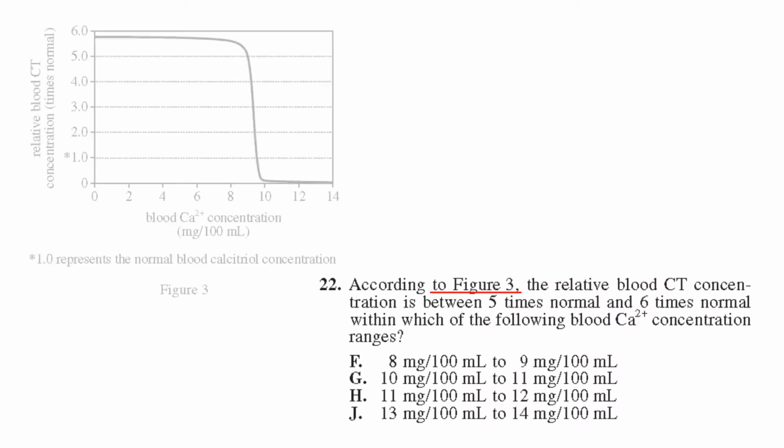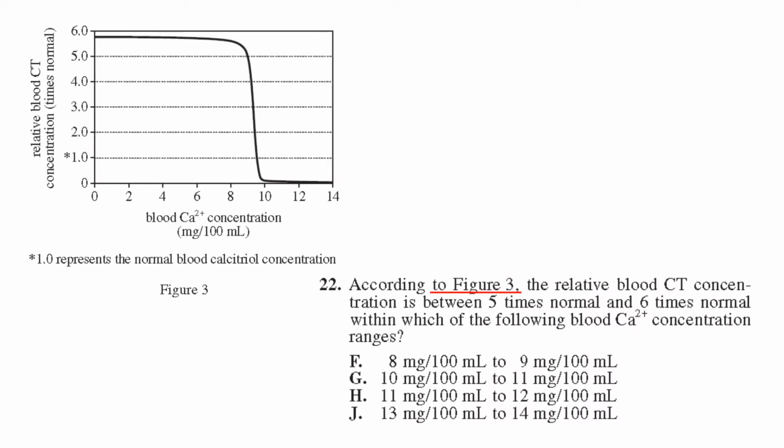According to figure 3, okay, the relative blood CT concentration is between 5 and 6 times normal, within which of the following concentration ranges. So it's between 5 and 6 here. So the range is going to be somewhere between 0 to 9, or on the chart here between 8 and 9. So your answer has to be F.